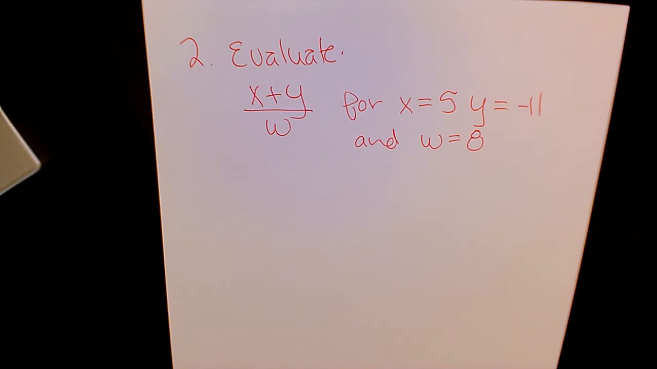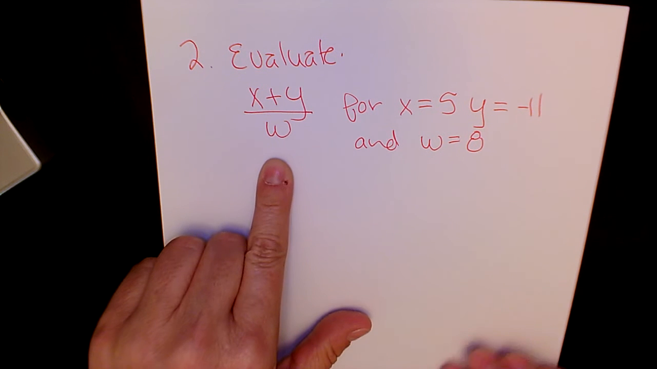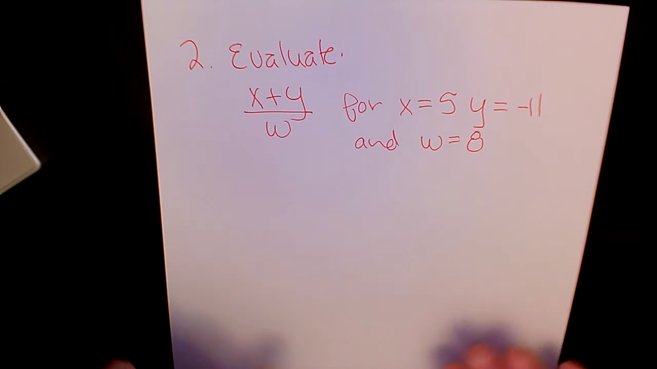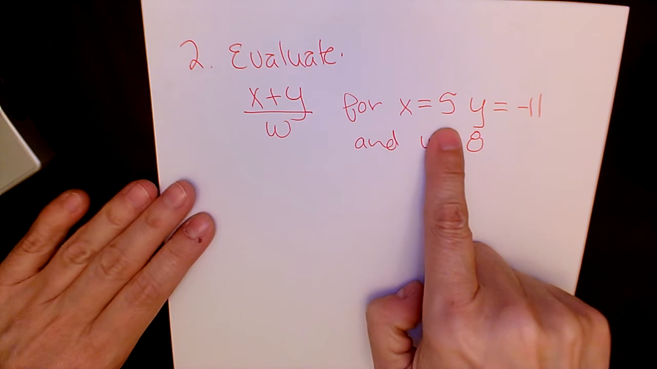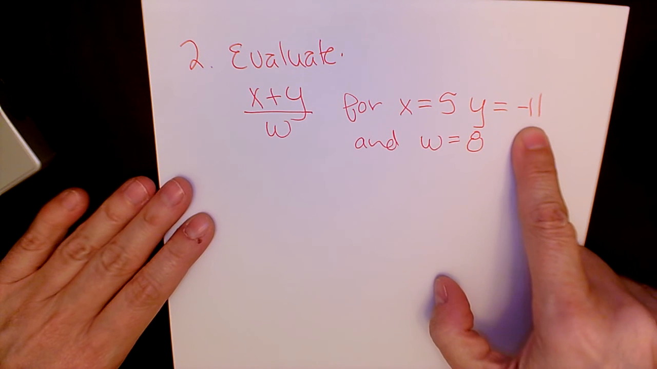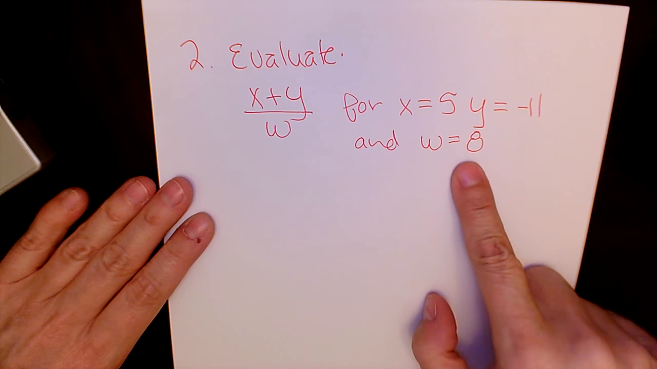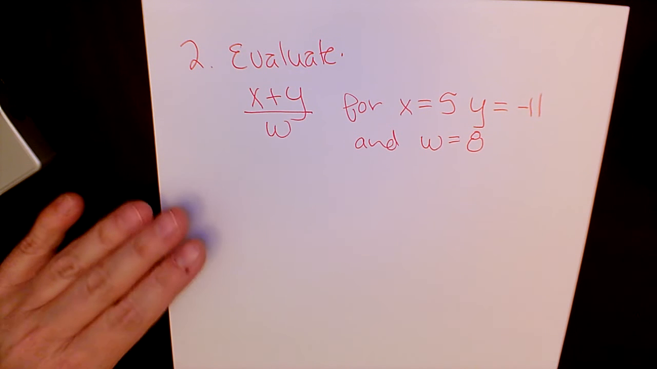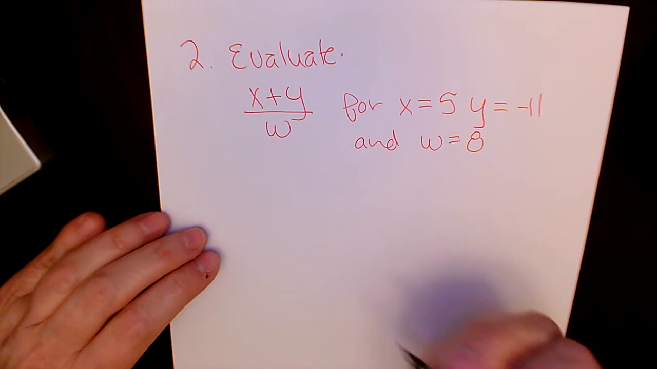Okay, this is Math 85 review for test 2, video 2. So I'm only on number 2. I'm going to evaluate, which means I'm going to be plugging in 5 for x, negative 11 for y, and 8 for w. So let's go ahead and do that.